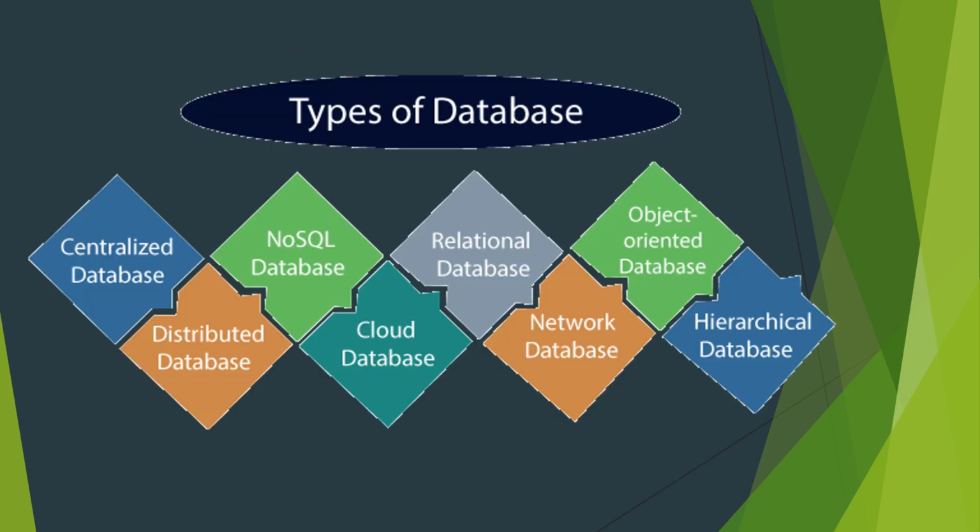There are many types of database available: centralized database, distributed database, NoSQL database, cloud database, relational database, network database, object-oriented database, and hierarchical database. In our syllabus, we will learn about the relational database, that is, the data will be stored in tables, that is in rows and columns. So that is the relational database.